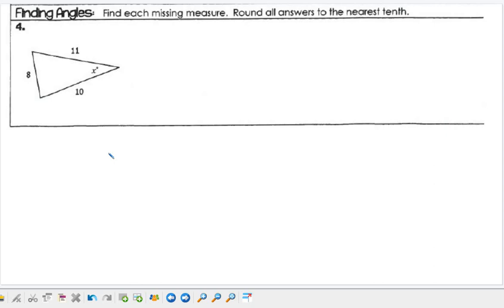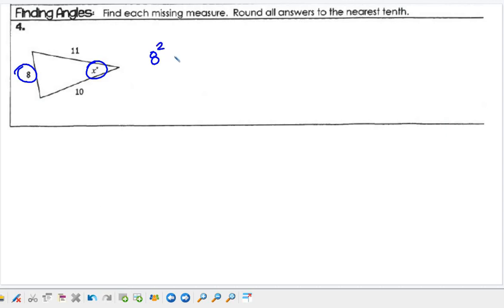So number 4 is different. We're finding an angle. The awesome thing about law of cosines is there is no ambiguous case. The answer is what you get. You don't have to check anything. It just is what it is. Okay, so you don't have to subtract from anything or double check. It's just the answer.